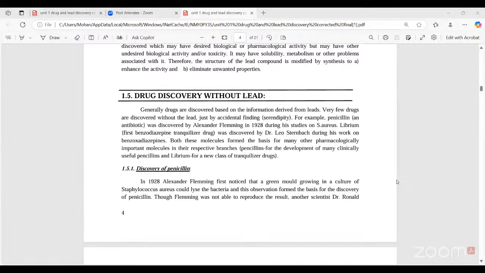The first benzodiazepine tranquilizer drug, Librium, was discovered by Dr. Leo Sternbach during his work on benzoxadiazepines. Both these molecules form the basis for many other pharmacologically important molecules in their respective branches. Discovery of penicillin.